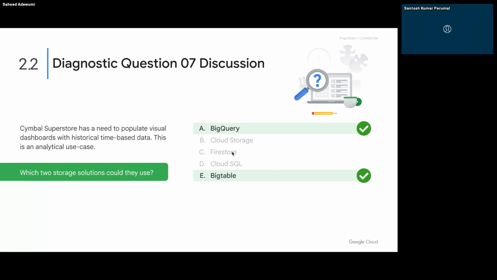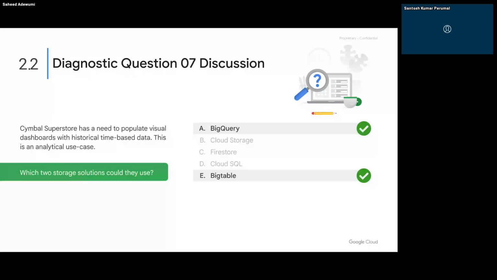We have Firestore. Firestore is used for NoSQL, but it does not support heavy data in real time compared to Bigtable. And as a cloud engineer, you choose the best option. Cloud SQL is a SQL query, which will not be effective for time-based data. So these are the two keywords here: time-based data and analytical use case.